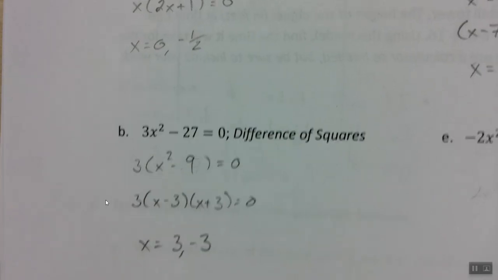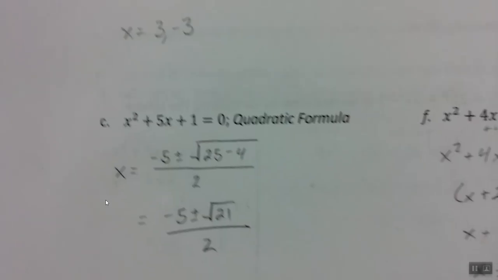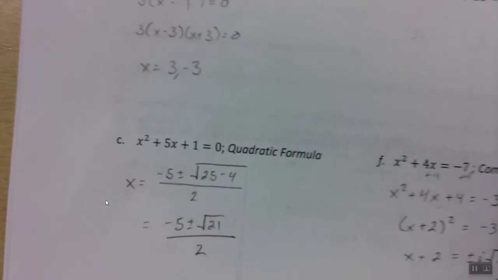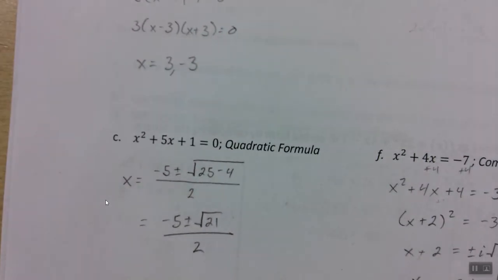Okay, on C, it is just a lovely quadratic formula. -5 plus or minus the square root of 21 all over 2.